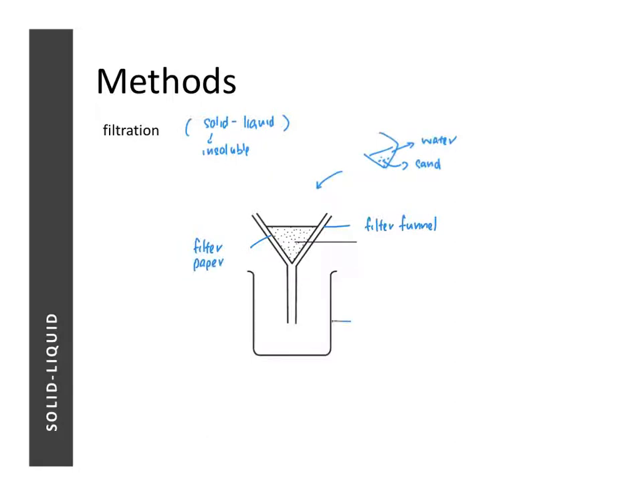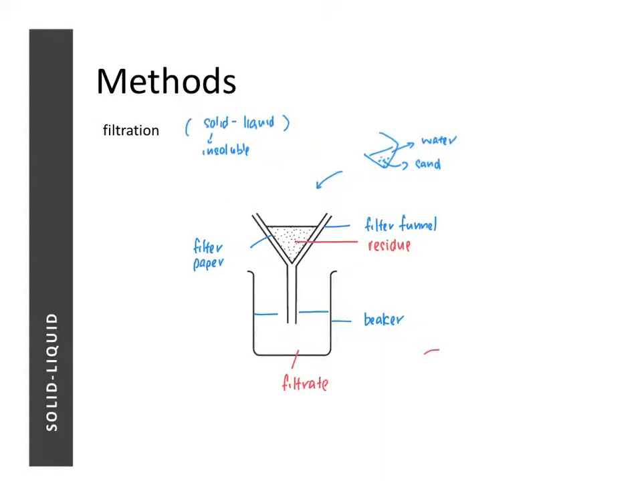Okay, and then we have either a beaker or conical flask underneath the funnel. So when we pour the mixture through the filter funnel with the filter paper, your sand is going to be trapped by the filter paper, whereas your water is going to flow down the funnel into the beaker. Now, one thing to note is that the solid stuck on the filter paper is known as the residue, whereas the liquid that flows through is known as your filtrate.